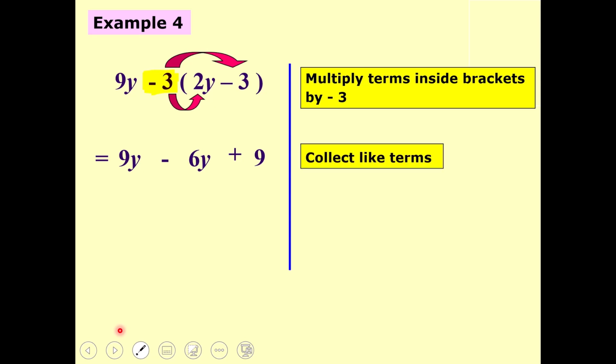And then we're going to collect like terms. So we've got our terms 9y and then minus 6y to give you 3y and then plus 9 on the end. And that is your final answer.